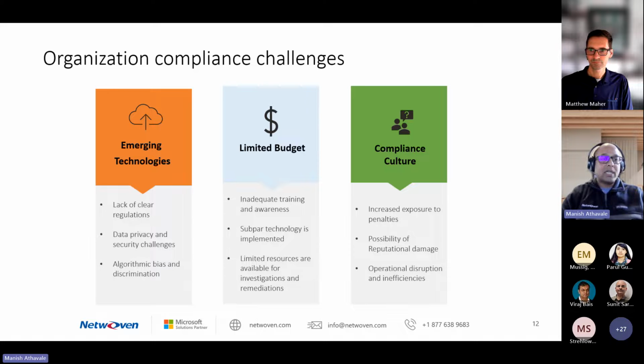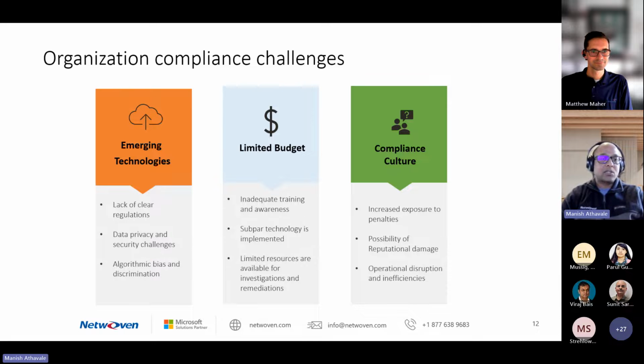And then there could be outdated or subpar technology, right? Limited resources might restrict the organization from investing in robust compliance technologies like data security systems or automated monitoring tools. This can make it very hard for your organization and the people who are taking care of your data to prevent data breaches and compliance breaches, and this could potentially cause fines.